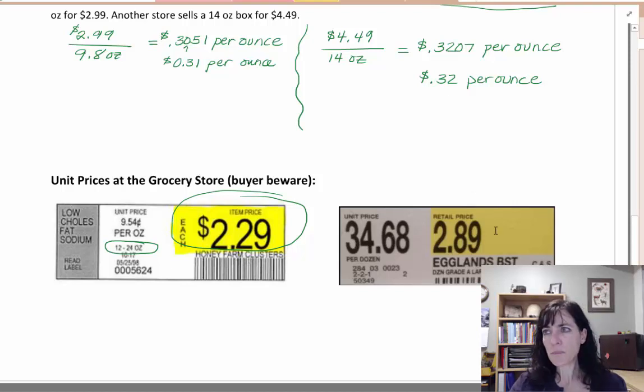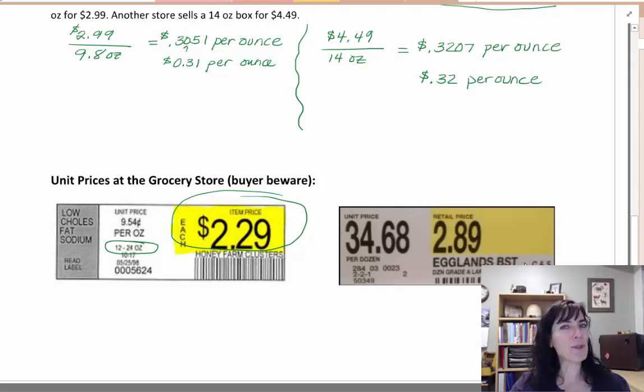Here's another one. This is eggs, and it says the unit price is $34.68 per dozen. Now, if you do any shopping at all, you know that that can't be real. Here's what the price they list for a dozen grade A large eggs is $2.89.